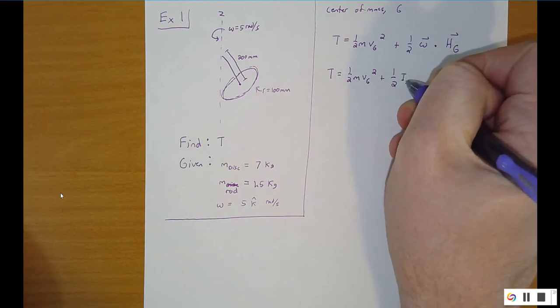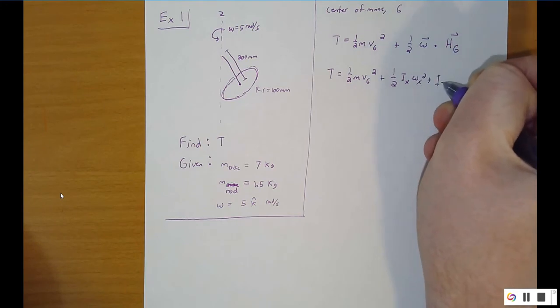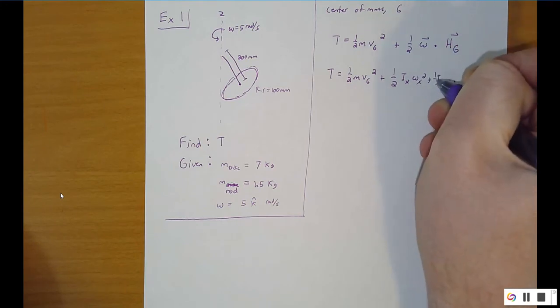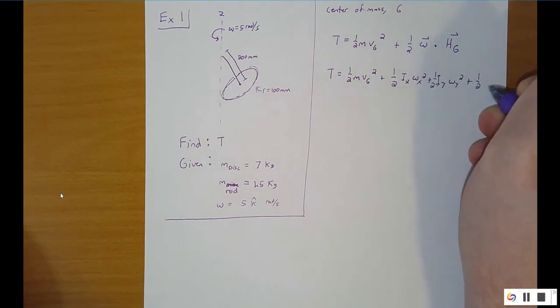And we're going to do that for each coordinate. So x, y, oops, forgot my 1/2, and z. So this looks a lot more like what you saw with planar rigid bodies.